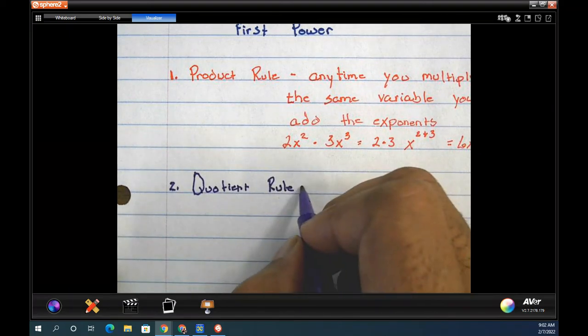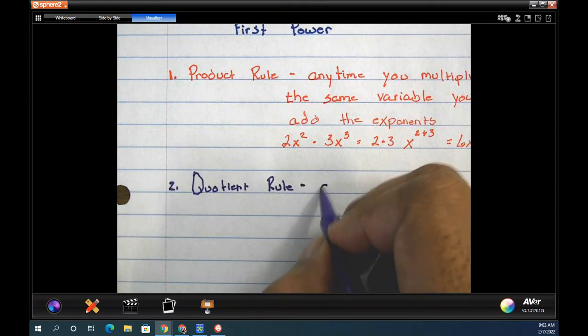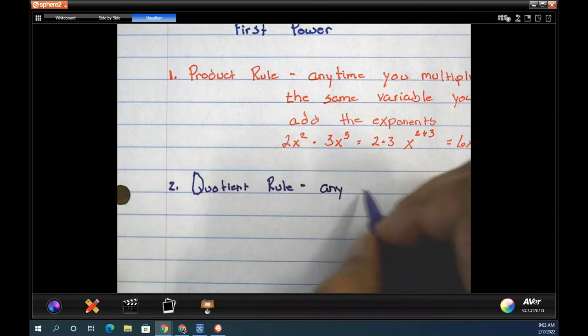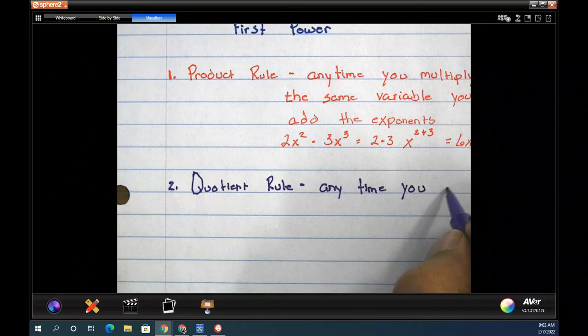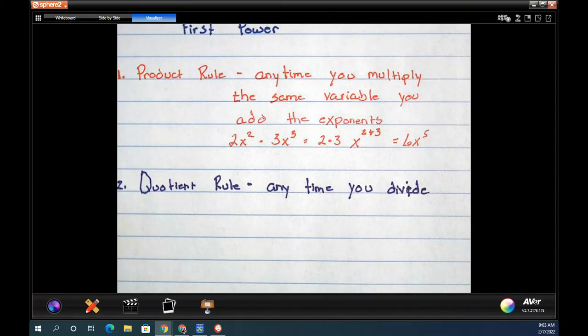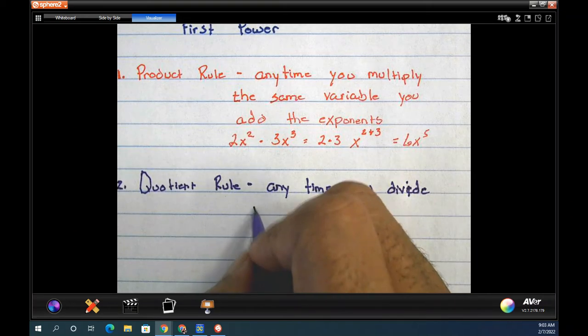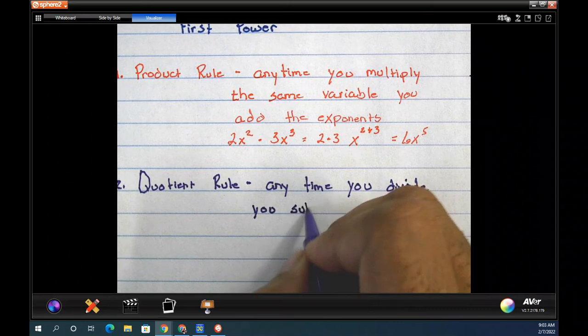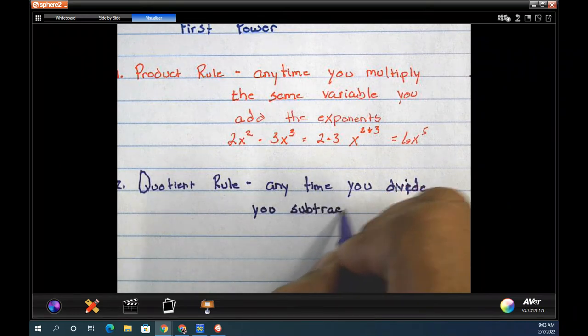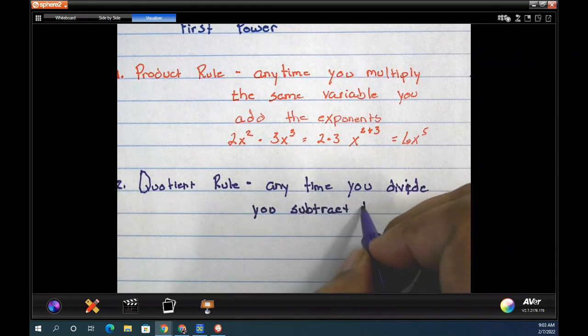I'm going to shorten this one. Anytime you divide, anytime you divide, you subtract. Subtract the exponents.